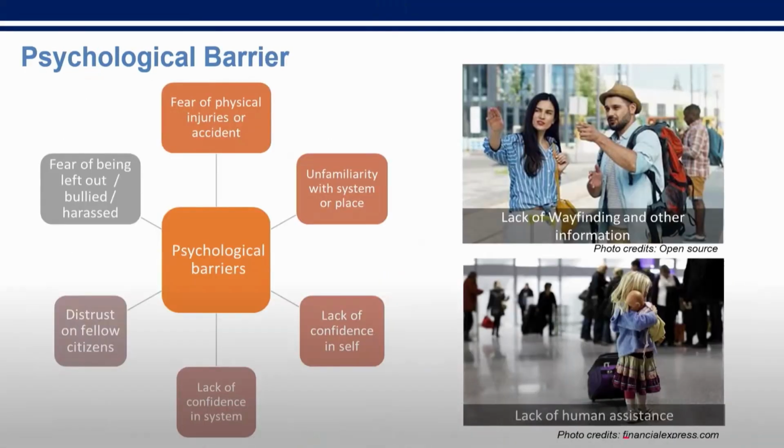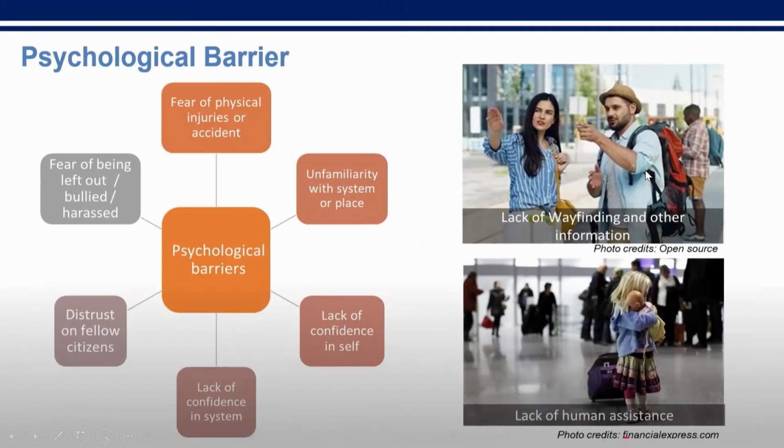So the psychological barriers: fear of being left out, bullied, harassed, or fear of physical injuries, accidents, unfamiliarity with the system or place, lack of confidence in systems, in self, and distrust of fellow citizens.